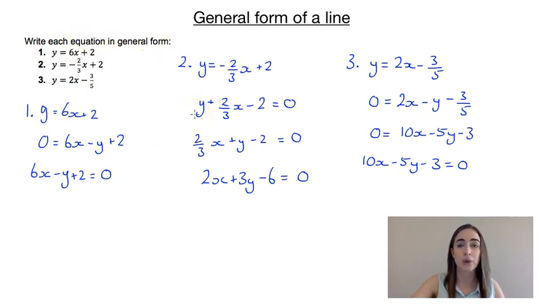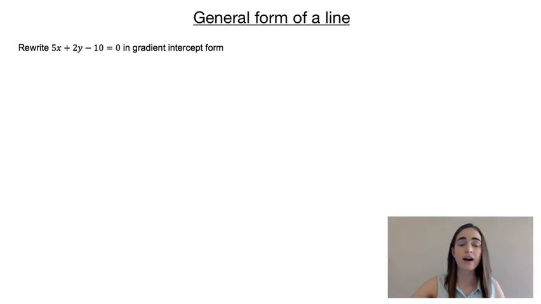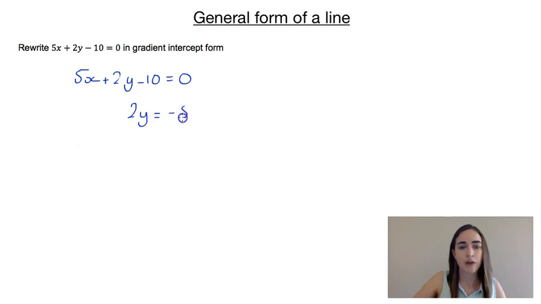Let's have a look at an example going the other direction. So in this example, we're asked to rewrite 5x plus 2y minus 10 equals 0 into gradient intercept form. So that means that we want to make y the subject of our equation. So I'm just going to rewrite this as it is to start with. Now if we want to make, sorry, that should have been a y, not an x. If we want to make y the subject, I'm going to move my 5x and my 10 over to the right-hand side of the equation. So I'm going to have 2y equals minus 5x plus 10.